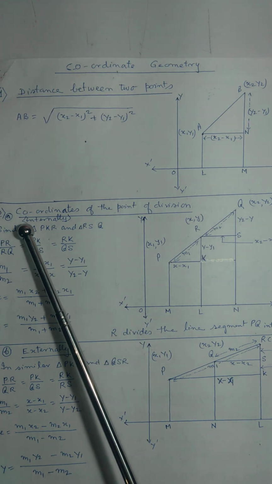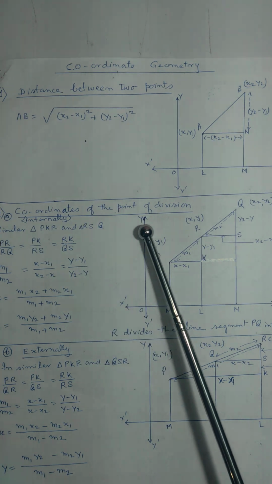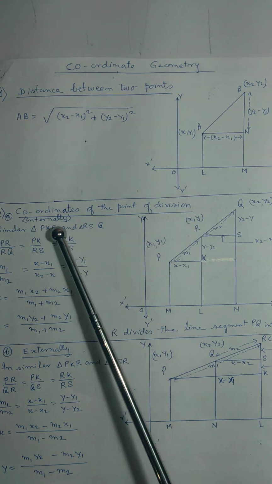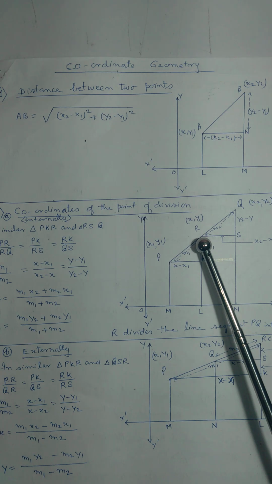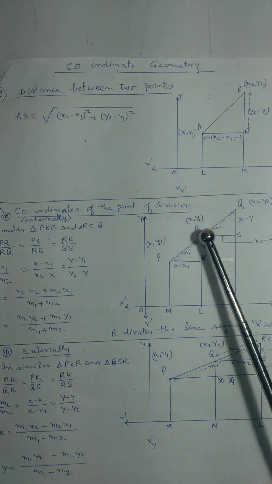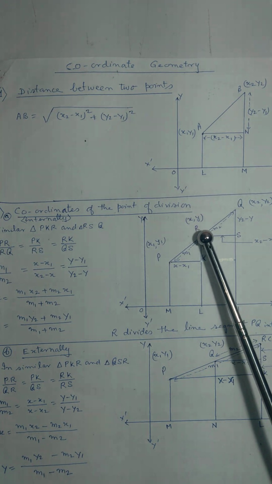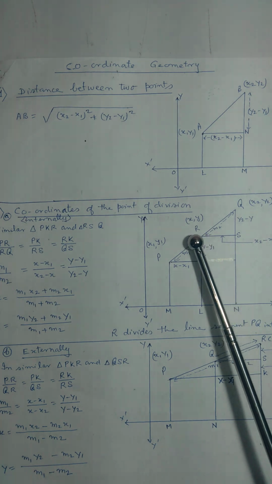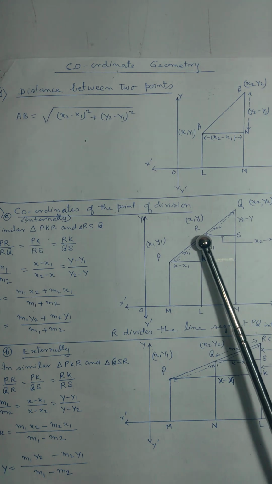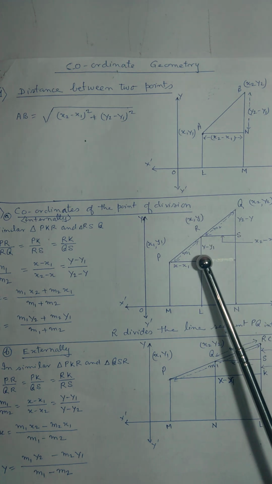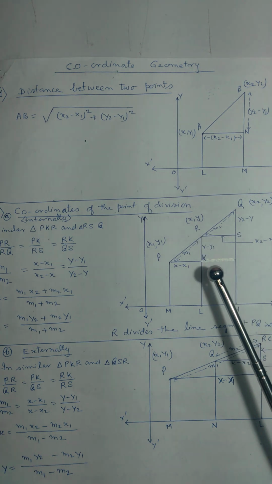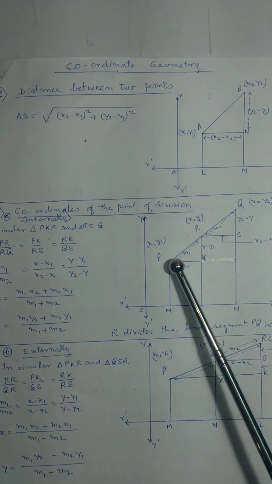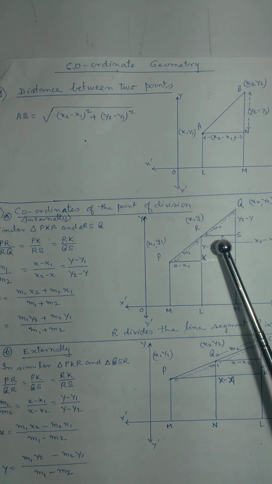Now the second part, coordinate of the points of division internally. You see that there are two points P and Q. In between them there is a point R whose coordinate is to be found out. Let the coordinate of R be x and y, and this point R divides PQ in the ratio of m1 is to m2. So the ratio between PR and RQ is given.